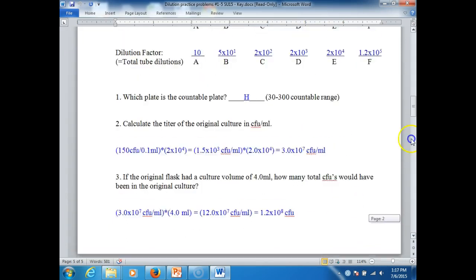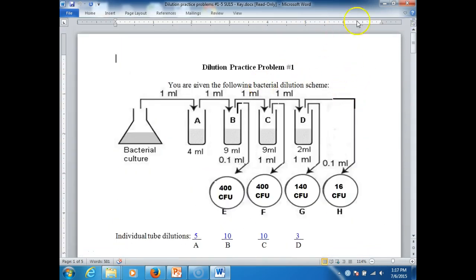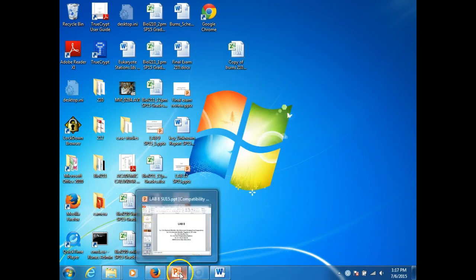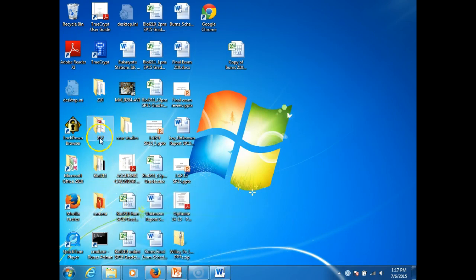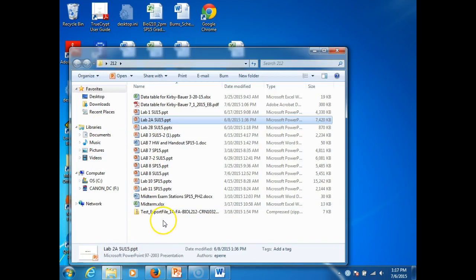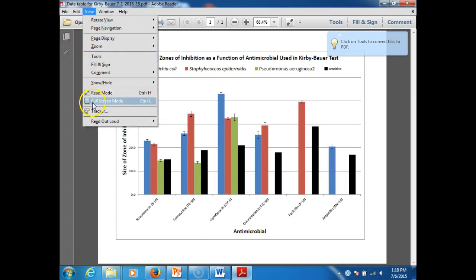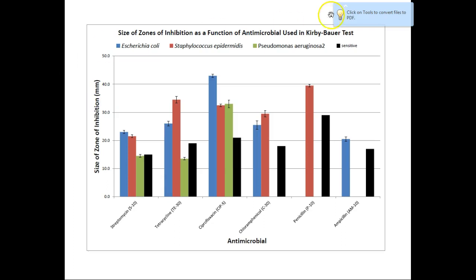Okay. Alright, so I'm not going to beat that one like a dead horse. We will move on to the next thing that I wanted to show you guys, which I probably closed out. I did because it was on my drive. So, this is the data that I put together from our Kirby-Bauer experiment. Right?